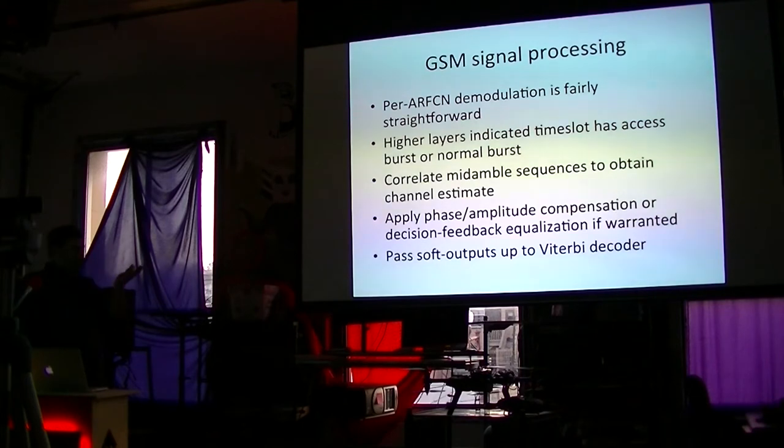But one of the neat things is that out of the equalizer, we send up soft bits. Instead of a 1 or a 0, we send up probabilities of the bits into the forward error correction decoder. And we're able to get really good performance, better than you would if you just sent up hard bit information.